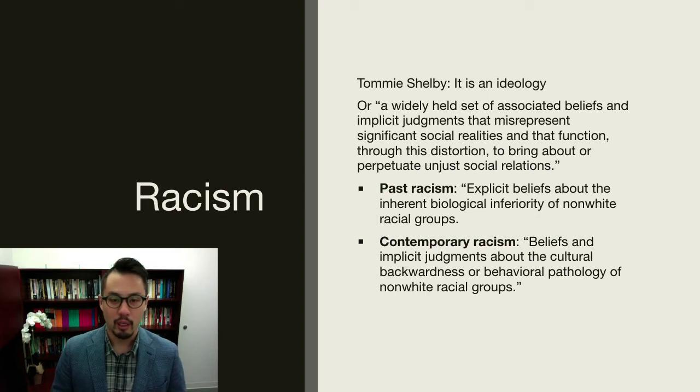Now, in the past, racism as an ideology could take the form of explicit beliefs about the inherent biological inferiority of non-white racial groups. But today, racism is more likely to be characterized by beliefs and implicit judgments about the cultural backwardness or behavioral pathology of non-white racial groups. Now, these beliefs and judgments are not merely privately held views. They have real social impacts. So they create practices, rules, and institutions that deny equal opportunity to certain groups based on their racial belongings. So let's take a look at how racism may function in society.